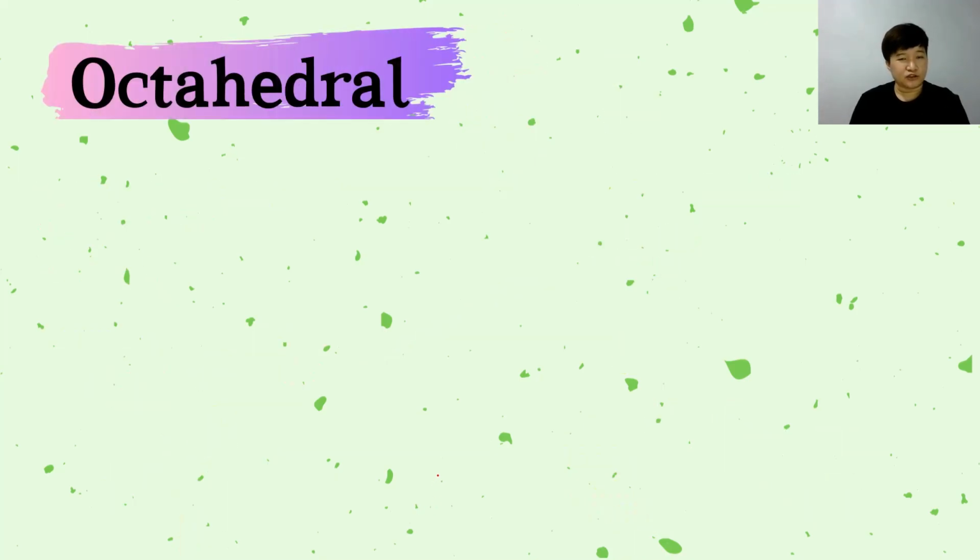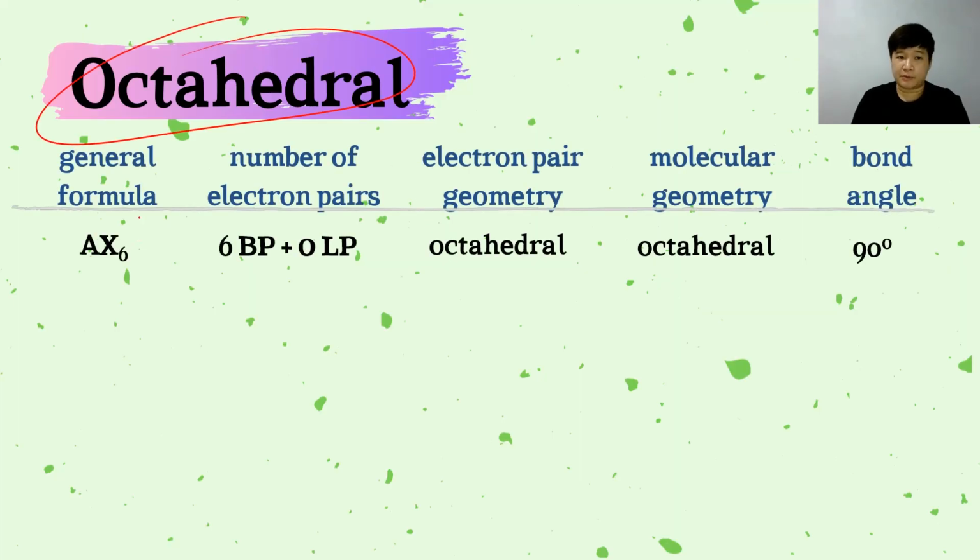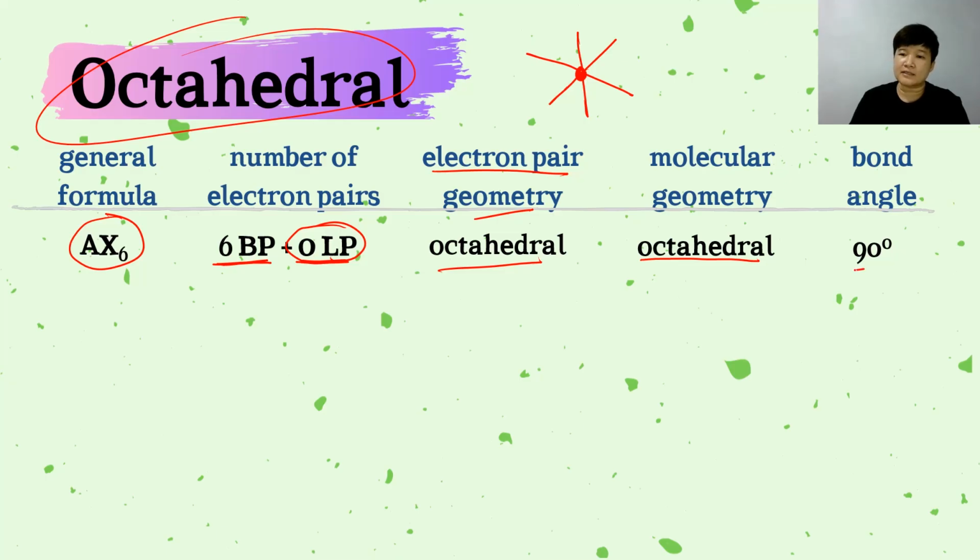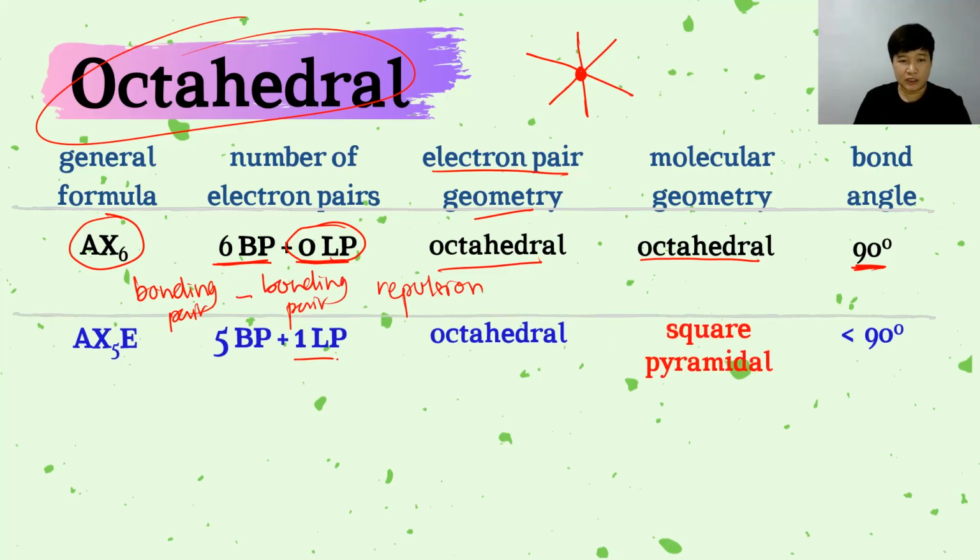Next, and also last but not least, let's look into octahedral. The basic information about octahedral: the general formula is AX6, you have 6 bonding pairs with no lone pair, and the electron pair geometry is octahedral, where octahedral looks something like this. And the molecular geometry will remain octahedral because there is no lone pair. The bond angle is 90 degrees because the only repulsion that you have is bonding pair repulsion. What would happen when you have a lone pair?